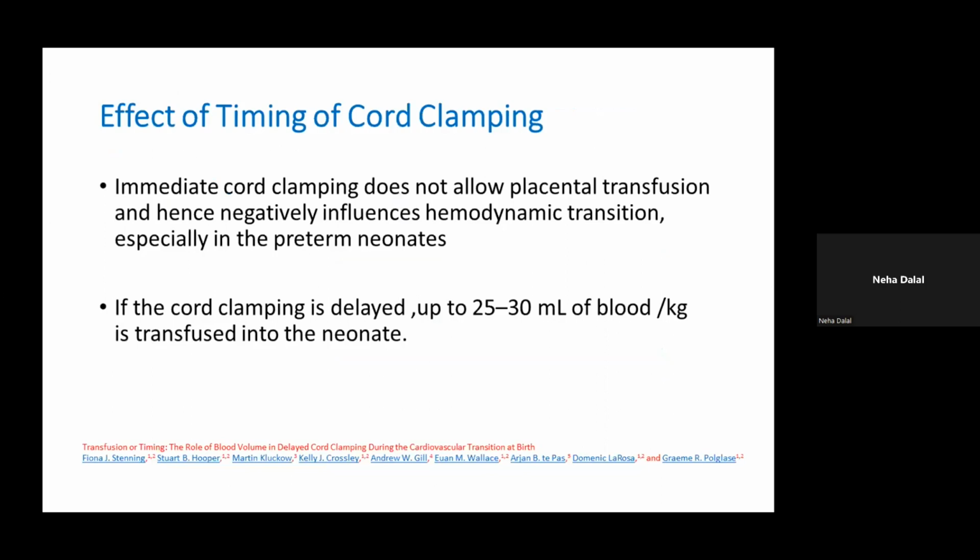The effect of cord clamping has also been established: in preterm babies whose cord was clamped late, at 30 seconds to 1 minute, approximately an extra 25 to 30 ml of blood was received by the baby. This improved the total body water component and maintained the normal hemodynamic transition in the preterm babies.